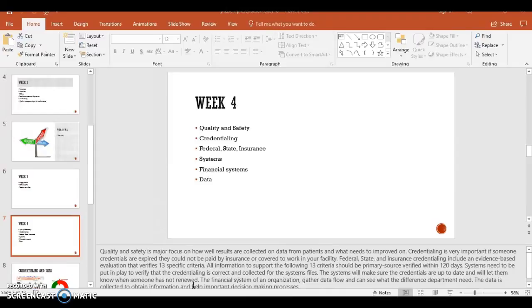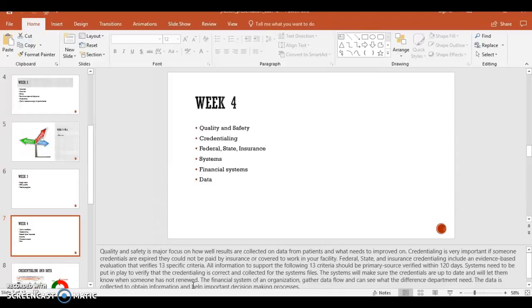Federal, state, and insurance accreditation should include evidence-based evaluations that verify 13 specific criteria. All information to support the following 13 criteria should be primary source verified within 120 days. A system needs to be put in place to verify the accreditation is correct and collected for the system's file. The system will make sure the accreditations are up to date and will let them know if someone has not renewed.